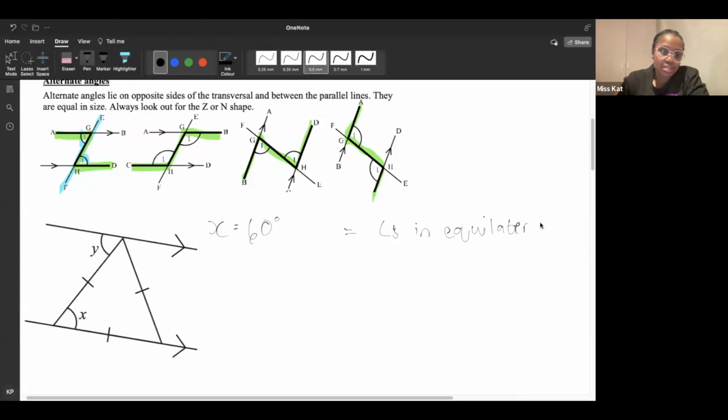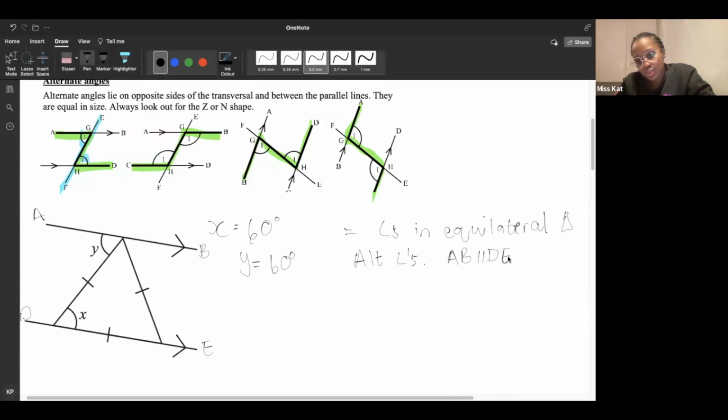Okay, then how much is Y? Y is equal to alternate angles. Thank you. Now there's something missing. The parallel lines. Yes, so we have to write our parallel lines. So which lines are parallel? AB is parallel to DE. Thank you very much, Tammy.